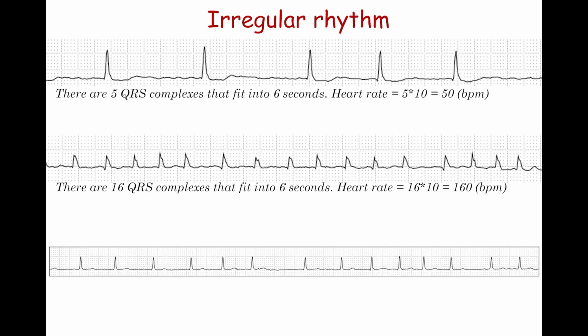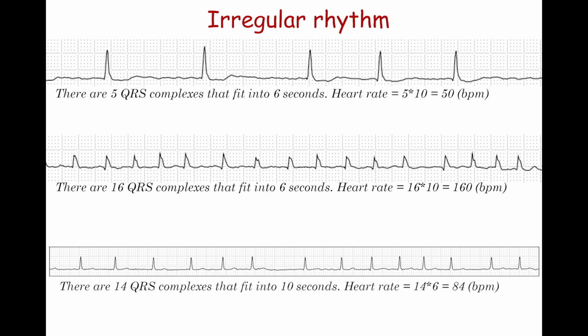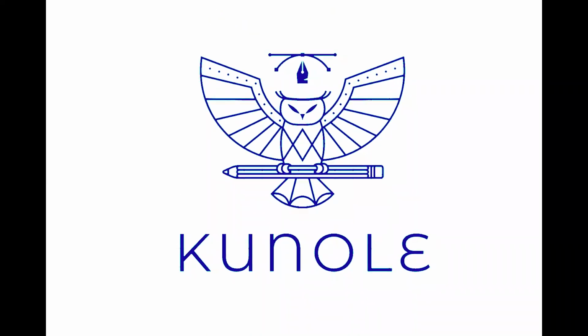Some ECG devices record the rhythm strip for 10 seconds. In this case, the number of QRS complexes should be multiplied by 6. The length of the rhythm strip is usually written on the ECG and can be changed. For example, 14 QRS complexes fit into 10 seconds. The heart rate is 84 beats per minute.